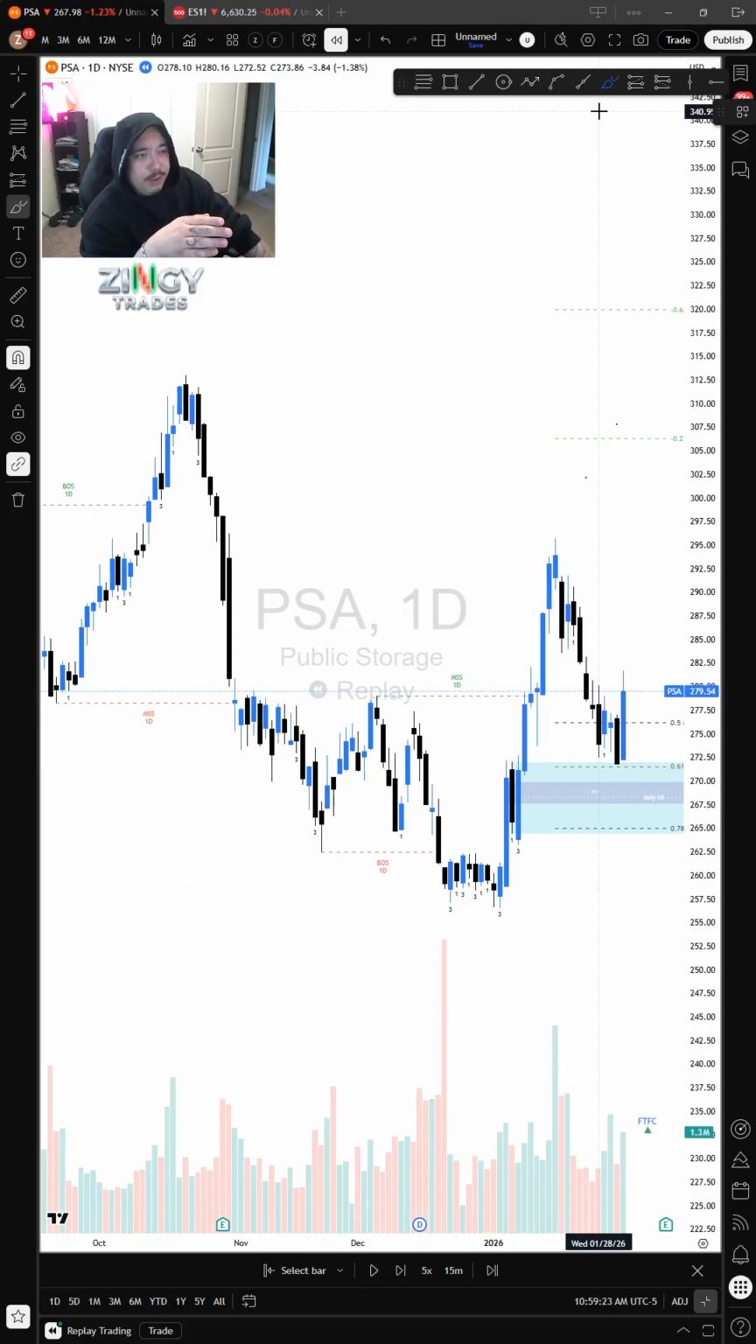The first example I want to look at today is PSA, Public Storage, and this is in relation to XLRE, and that was an added confluence to this trade as well. We'll touch on that in a different video, as how I use sectors to find tickers that I like, etc.